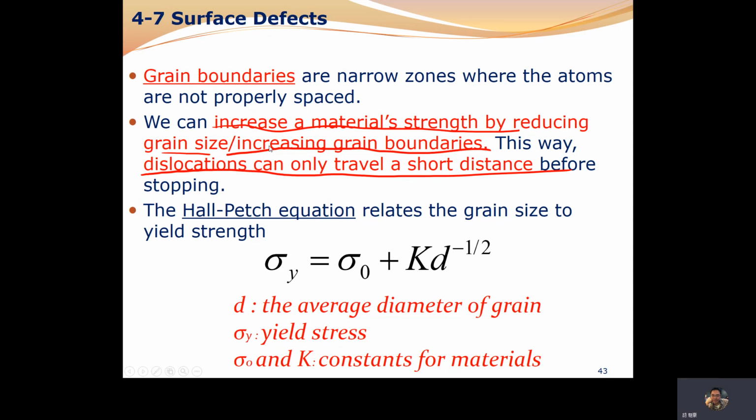Okay, so let's look at the equation called the Hall-Petch equation, which relates the grain size to the yield stress. I will discuss what the yield stress is. When we have a metal rod and we apply a tensile stress, we get a stress and strain curve, like this.